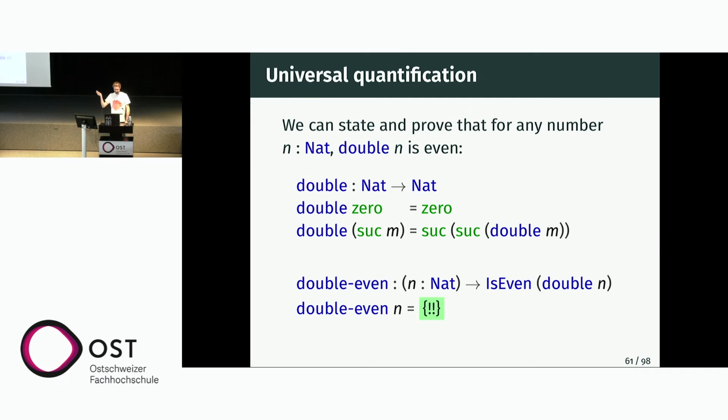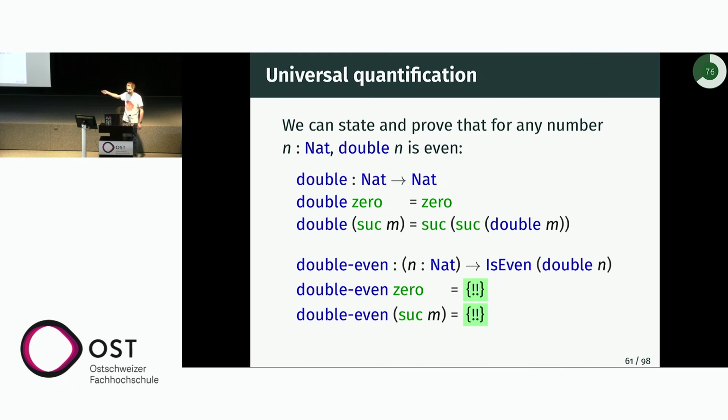And then we can, for example, prove, if you have this double function, that for every number n, the double of n is even. So this is a universal statement, a for all statement. The way we formulate it in Agda is by using a dependent function type. We could take our table from before and say that a universal quantifier corresponds to a dependent function type in Agda. That's just mapping each element of type nat to a proof that double of n is even.